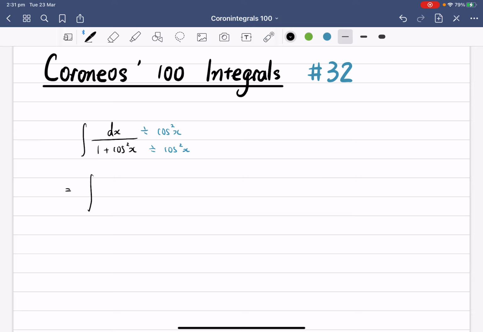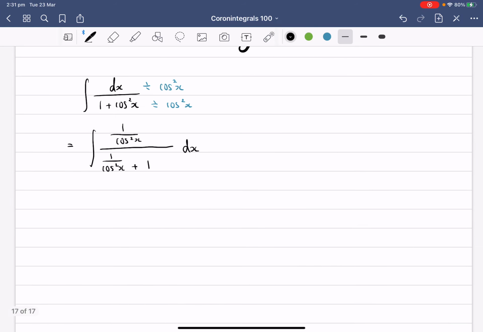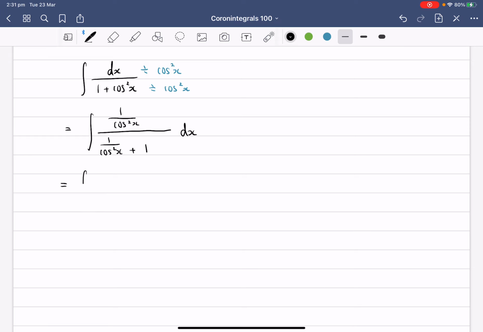So that gives us 1 over cosine square x, over 1 over cosine square x plus 1, dx. Now, of course, we know 1 over cosine square x is equal to secant square x. So we'll get secant square x over secant square x plus 1 dx.